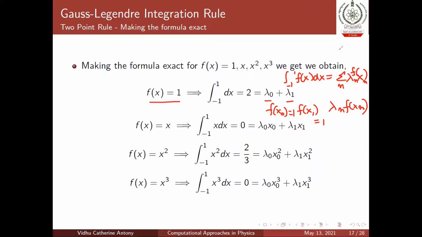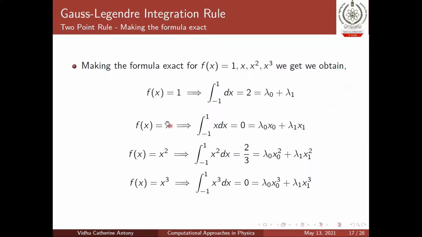Now you do the same thing for the next one. If you have f of x equal to x, you substitute that into the integral, and then you get lambda naught x naught plus lambda 1 x1, and you equate it up. Why is this 0? Because the actual integral is 0.